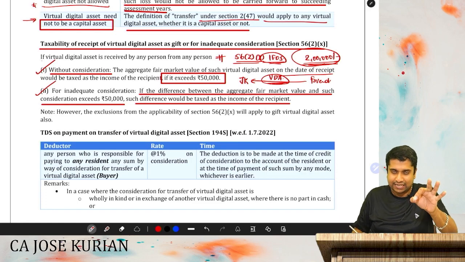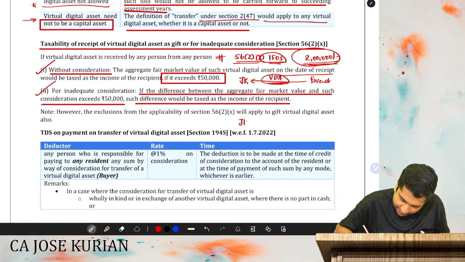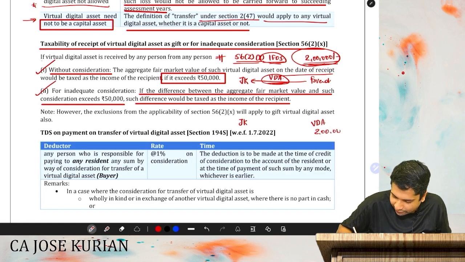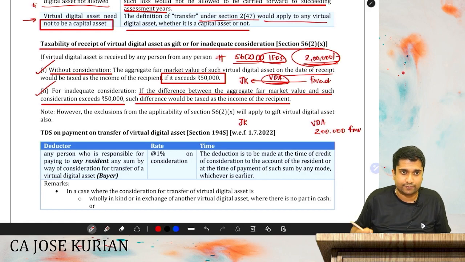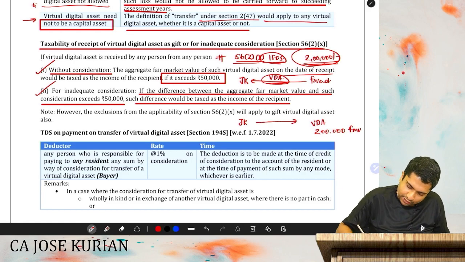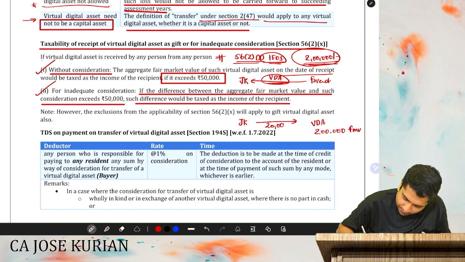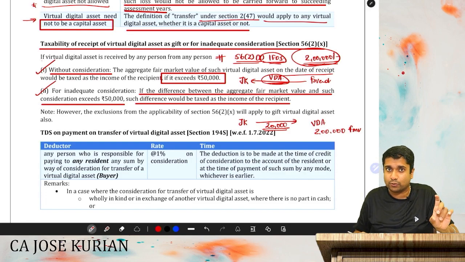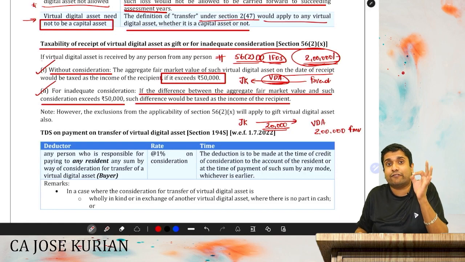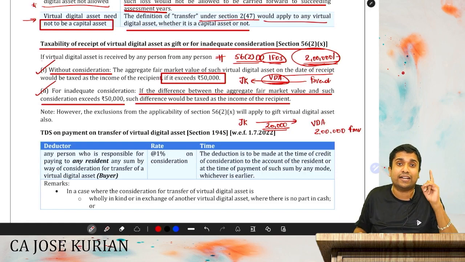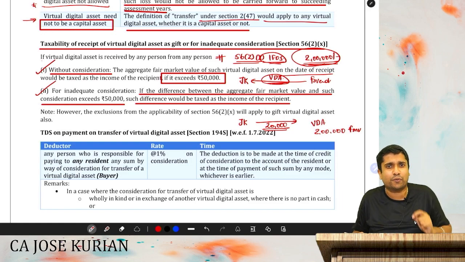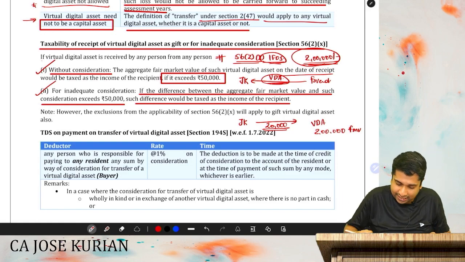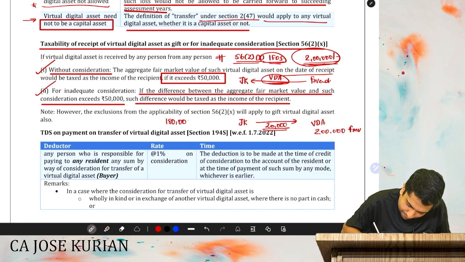So what do you mean by that? Listen friends, say for example, I am getting a virtual digital asset having a fair market value of rupees 2 lakh. All right. And I'm paying rupees 20,000 to the person who has given the virtual digital asset. So I'm buying the virtual digital asset for 20,000 and its actual fair market value is 2 lakh. So what is the benefit I'm receiving? This is actually a virtual digital asset received for inadequate consideration. Yes or no? And how much is the difference of amount? That is 1,80,000 rupees is the benefit which I've received.